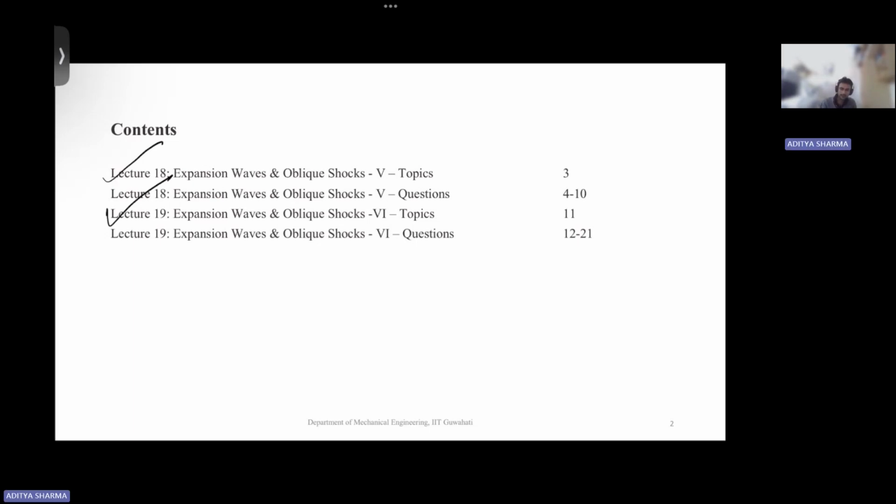And then in lecture 19, we have intersection of oblique shocks, intersection of oblique shock and Mach wave, Mach reflection, wave reflection from a free boundary. So these topics are there. We will first see topics of one lecture and then questions related to that lecture, and the same way for the second lecture.